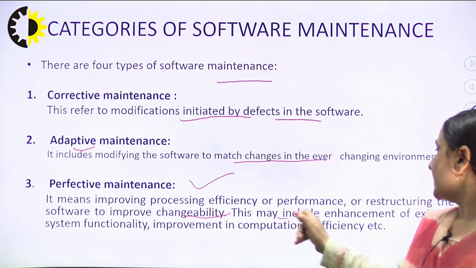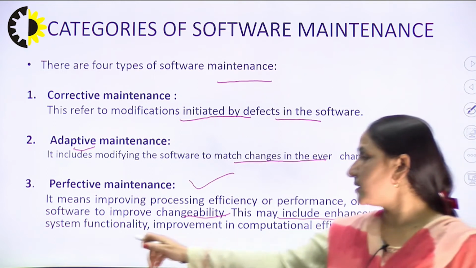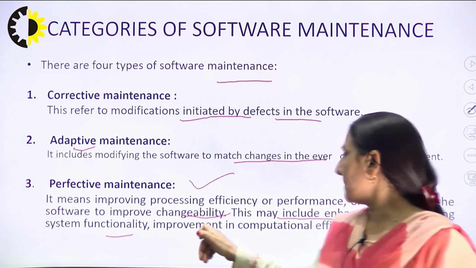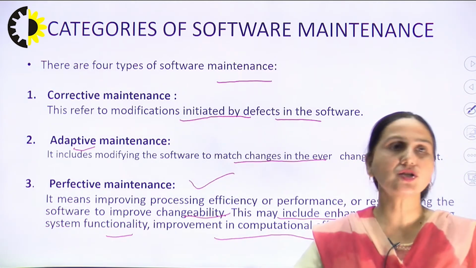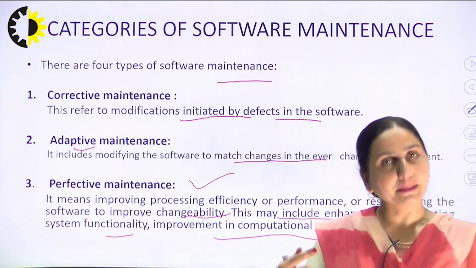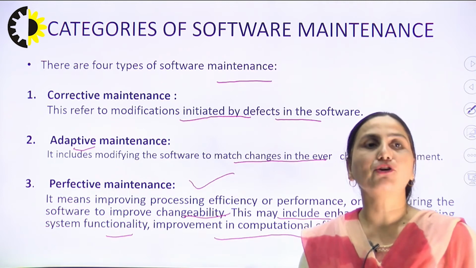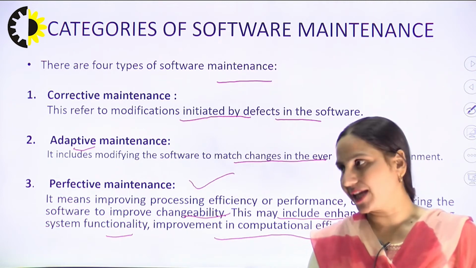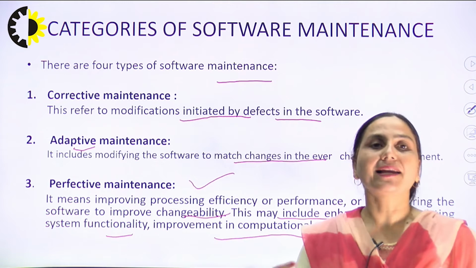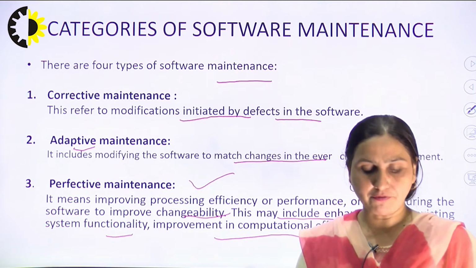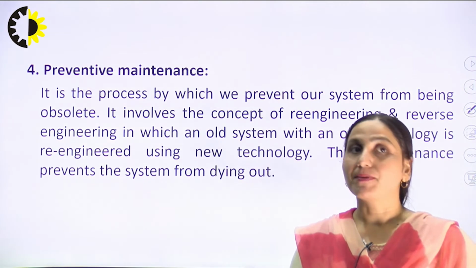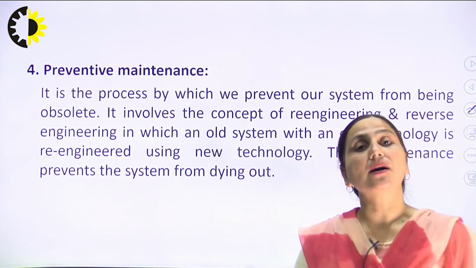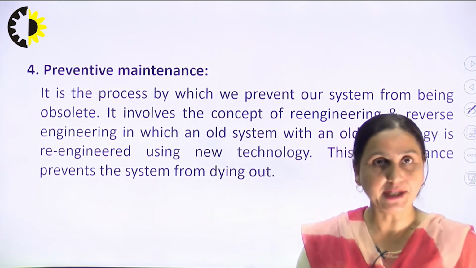Then again, this may include enhancement of existing system functionality, improving computation efficiency, etc. So, of course, to incorporate this, there may be a necessity for the enhancement in the functionality of the system, and again improvement in computation. So, corrective, adaptive, perfective. The last type of maintenance which comes into the scenario is preventive maintenance.